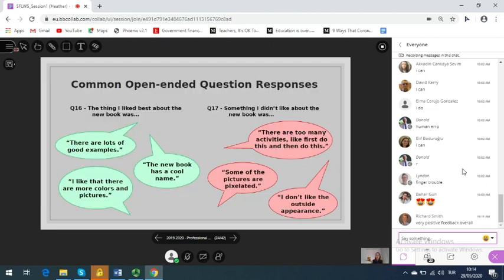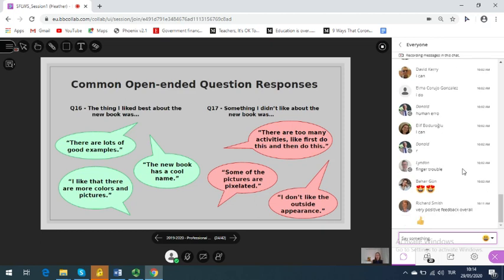And then we also had some more open-ended questions about the new book that Ainur and I had created. So the things that they like best, they like the name. That's great. Some of them did like the pictures, and also the book that we used prior was all black and white and blue, like gray and blue, essentially, is what it looked like. So I think they liked having colors, good examples.